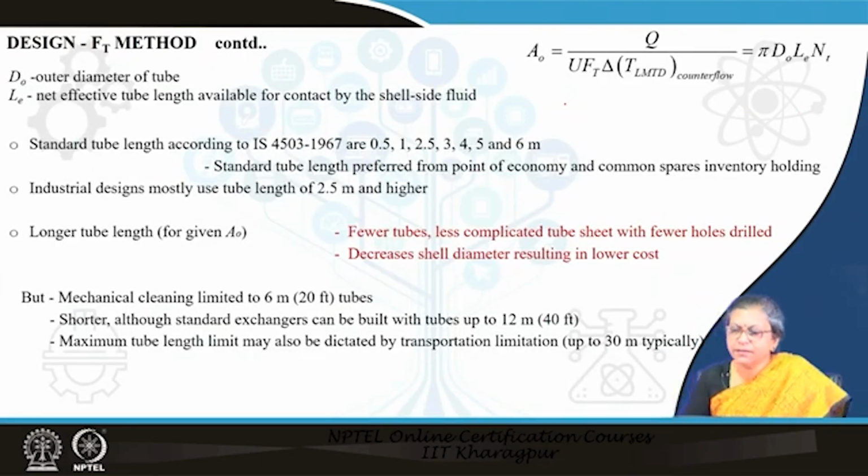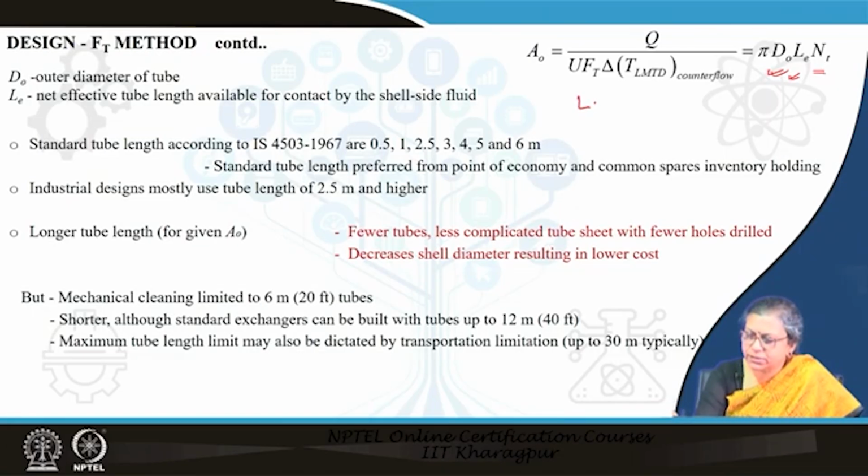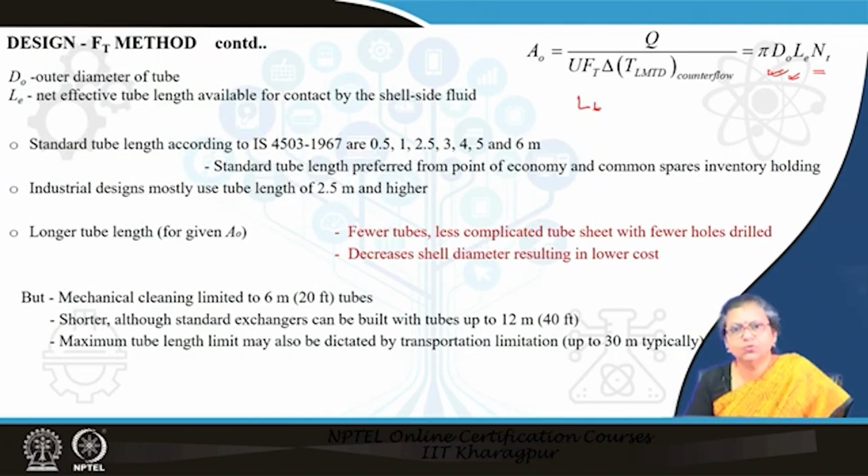Once this has been done, your D0 is known. Now if you can consider some LE, you can find out NT. Again, when we go for finding out LE, we first need to find out LT, then we have to find out what are the areas which are not available, then we can find out LE. Now, considering finding out the tube length, again we refer to the codes.